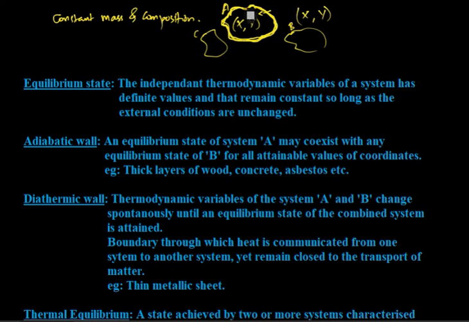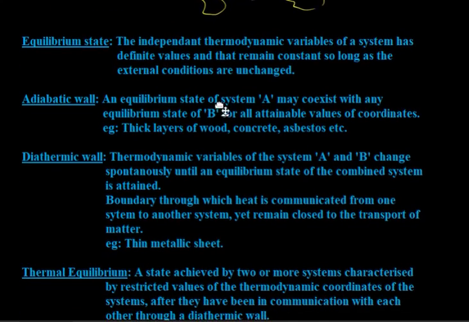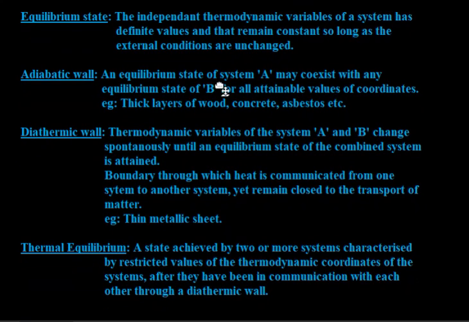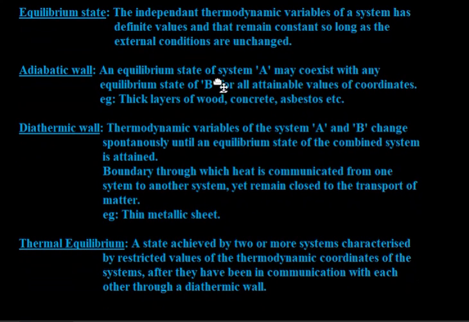So on a broad classification, based on the equilibrium state achieved by a system, we can have two types of boundaries. They are called adiabatic wall and diathermic wall. So the boundaries can be either adiabatic or diathermic.